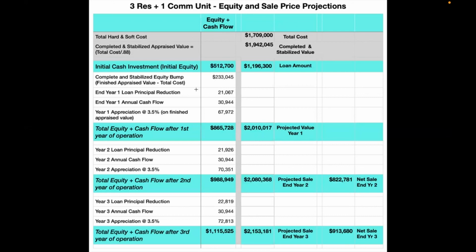And this equity bump is the key to this. And it's really important that you understand the equity side of the equation here. Obviously, if you hold the property for long-term, your equity is going to be increasing every year as you pay down the loan and the property appreciates. Hopefully that helps you understand how the equity side of the equation works and why building new properties is definitely the way to go.